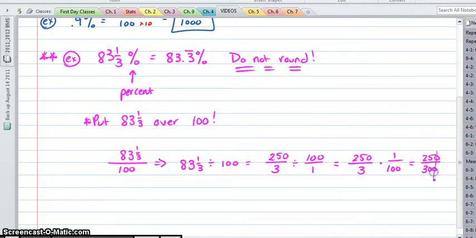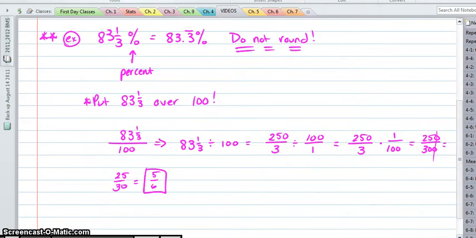You can divide first by 10, okay, and you get 25/30ths. Now you can divide by 5, and you get 5/6. And this is an exact answer. So it turns out that 83 1/3% is equal to 5/6. These mean the same thing.